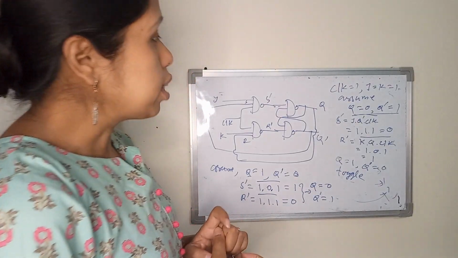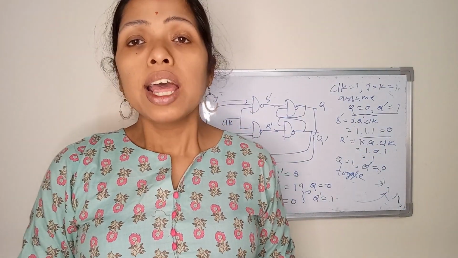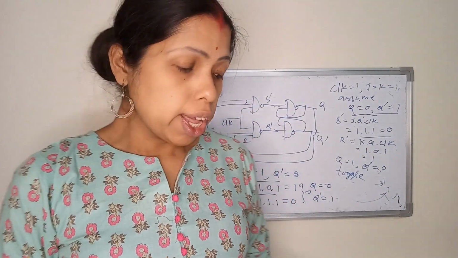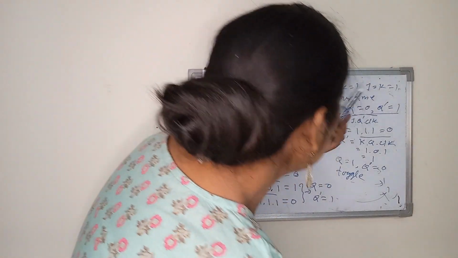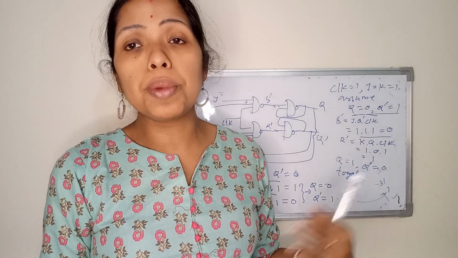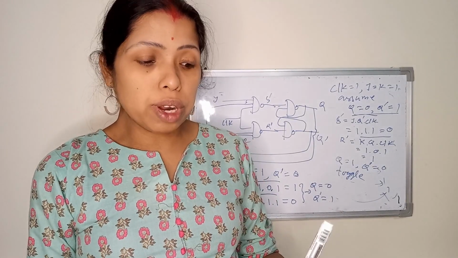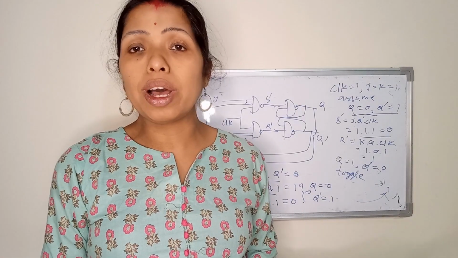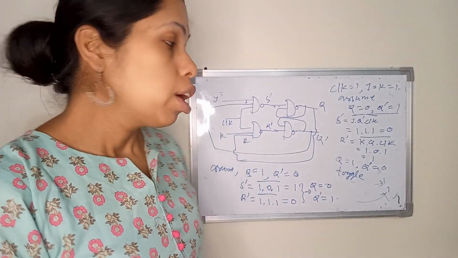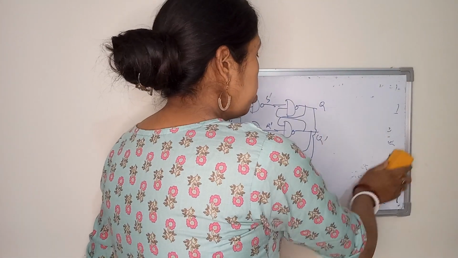Okay, so the other combinations will be the same as the SR flip flop only. Now for the 1-1 combination, you can see whatever my past value is, it toggles it. It complements the past value. So the present value will be the complement of the past value. It is called the toggle condition. Okay, now I am writing the truth table for the JK flip flop.